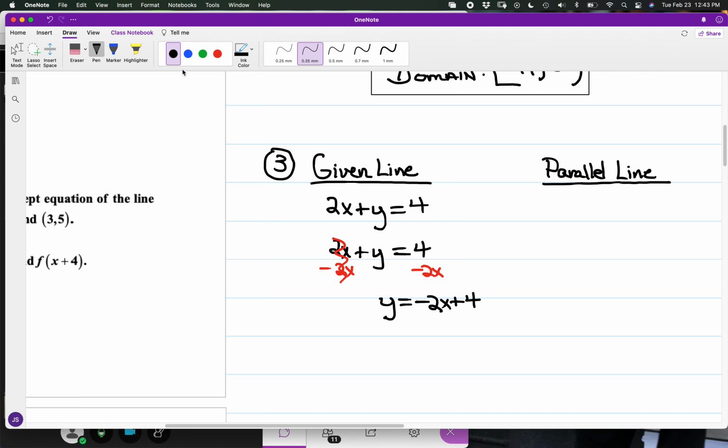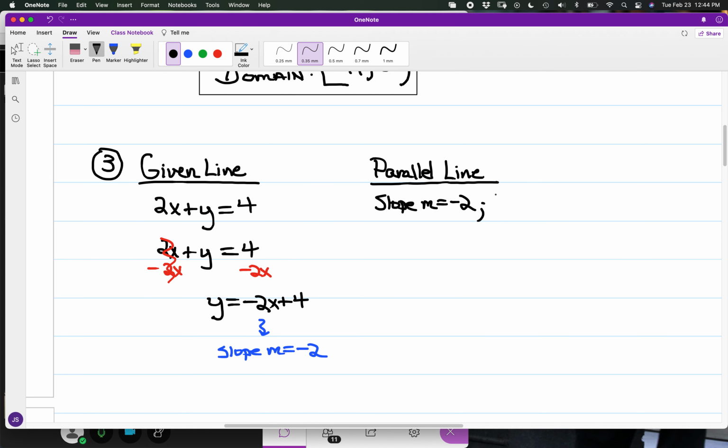And from this, I have y by itself, and the coefficient that is next to x is going to be the slope. So the slope m is equal to negative 2, and the slope of the parallel line is also going to be the same. So for the parallel line, we have the slope m equal to negative 2, and the point through which the parallel line is going to pass will be (3, 3).